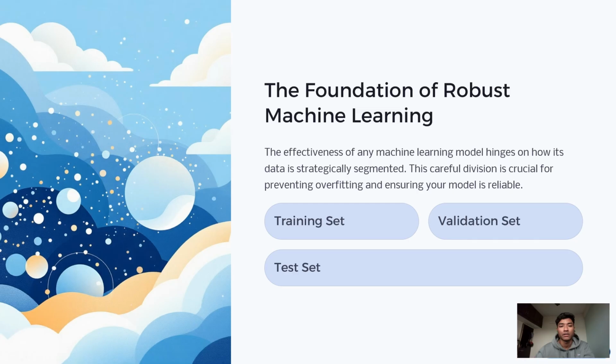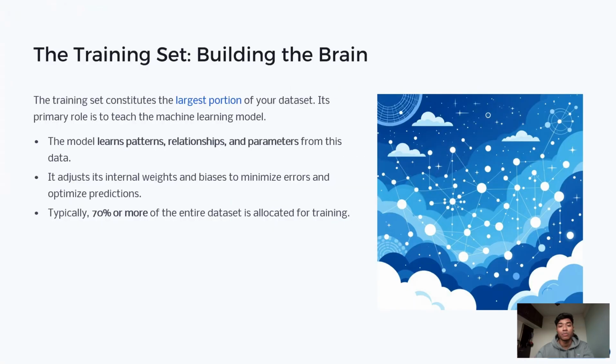Okay, so training set, building the brain. The training set is the biggest part of the data. This is where the model learns. It finds patterns, adjusts weights, reduces errors, and tries to understand the relationships between features and outputs. Usually about 70% or more of the data is used for training. You can think of it as the model's classroom. This is where all the learning happens.